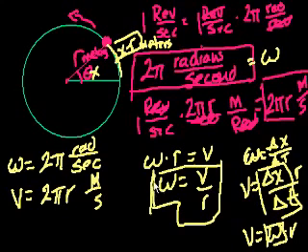So this is the important takeaway. W equals v over r, and hopefully my video has not confused you and has shown you that w, the rate at which the angle is changing, is equal to the velocity of the object, or the magnitude of the velocity, divided by the radius of the circle that it's spinning around.